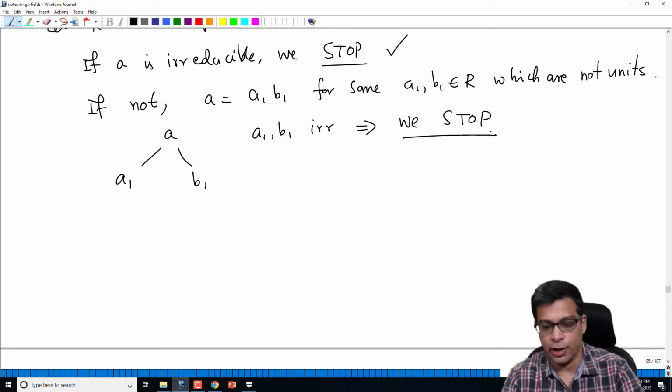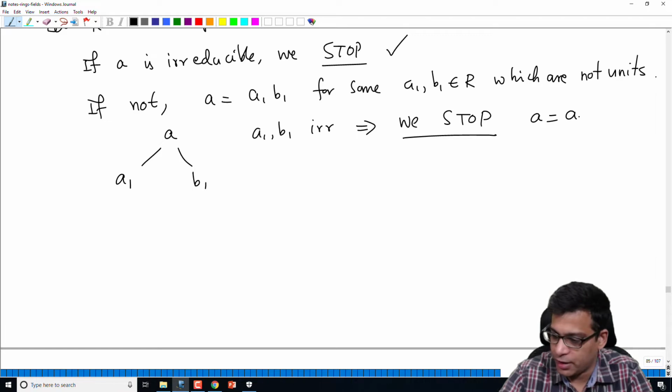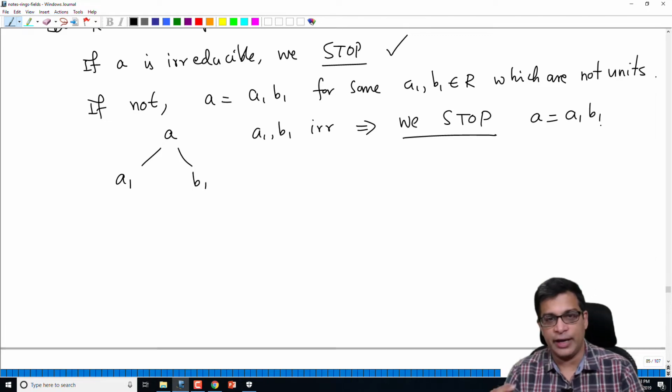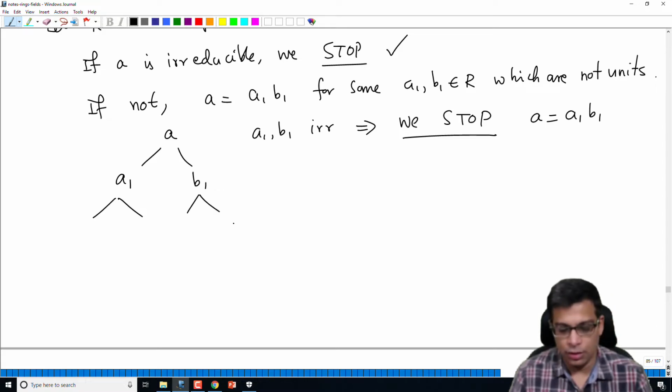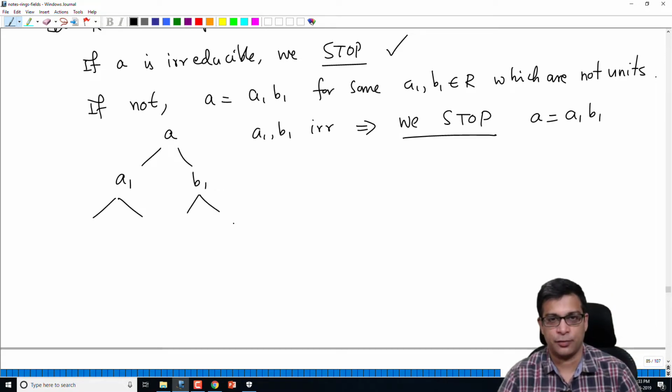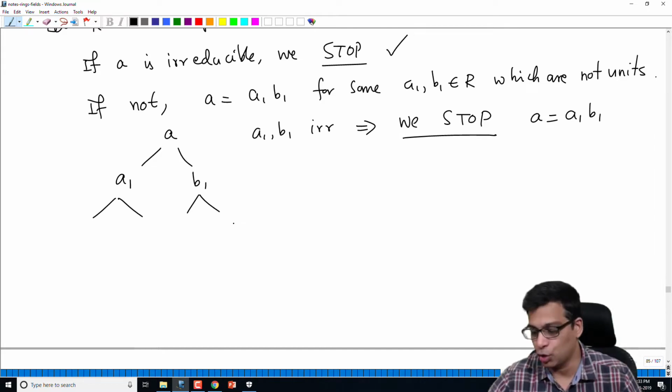If both are irreducible, we stop with the factorization given by A1, B1. If either of them is not irreducible, we continue. A1 factors properly as a product of two non-units. B1 factors properly as a product of non-units, and we look at those 4 elements.